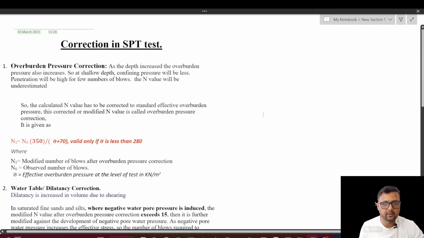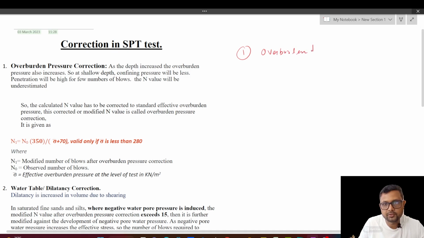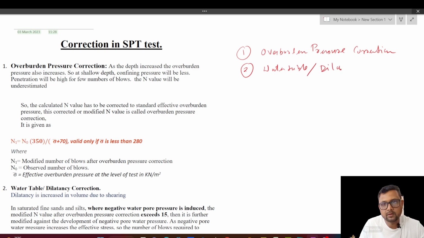So let us now see the corrections in the SPT test. As I have told you, there are two corrections. The first one is the overburden pressure correction. The second one is the water table or dilatancy correction. Now let us see them one by one.